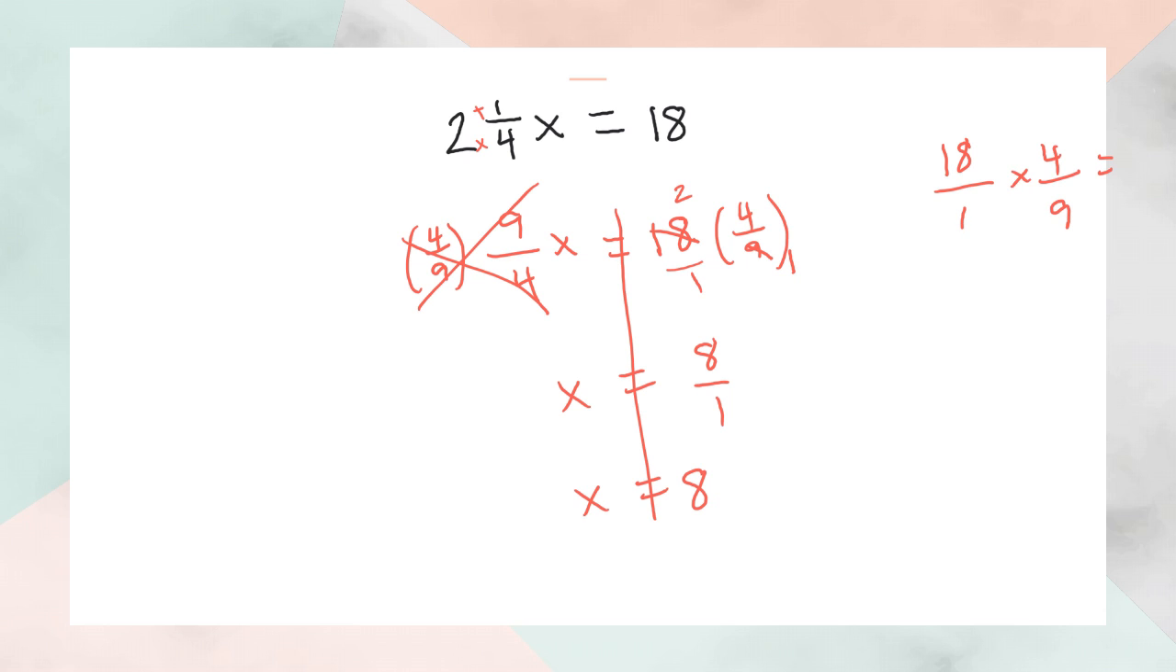If you're not sure how I just did that, you can keep it as 18/1 times 4/9. And 18 times 4 equals 72. And then 1 times 9 is 9, and 72 divided by 9 equals 8. So either way, you get the same answer. You get to choose which method you want to use because both get the same answer.